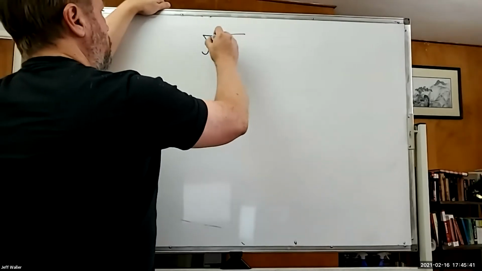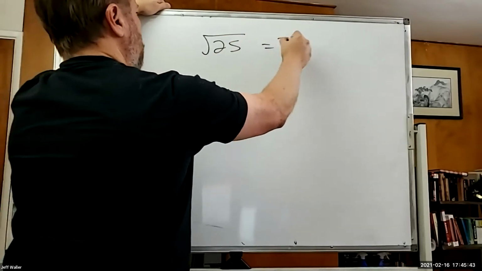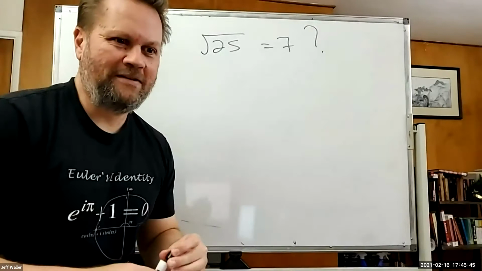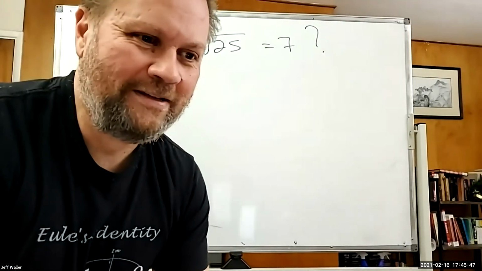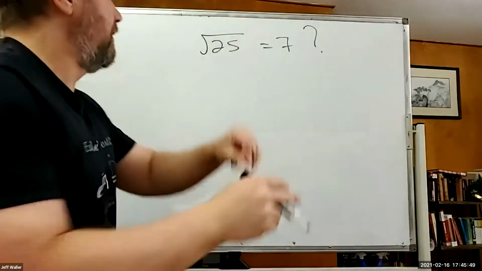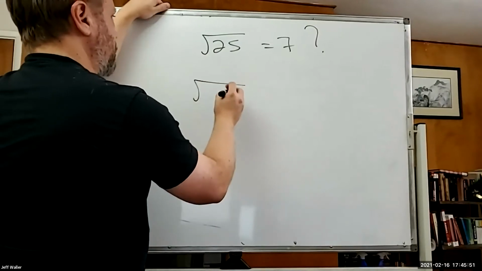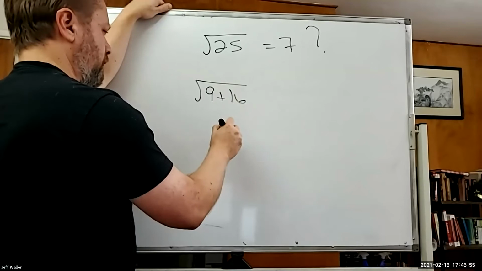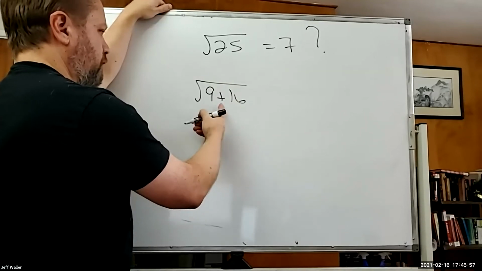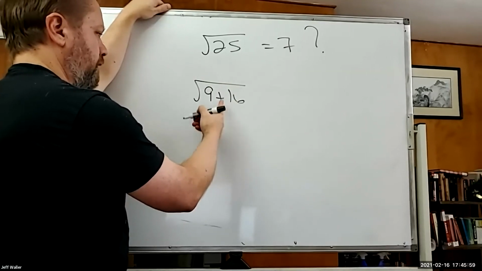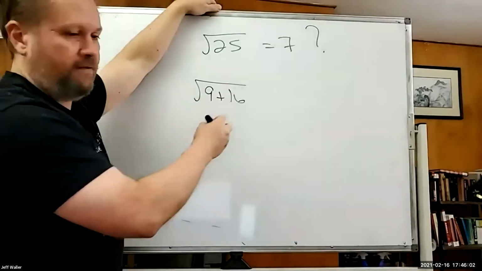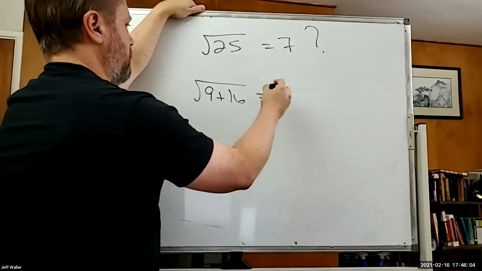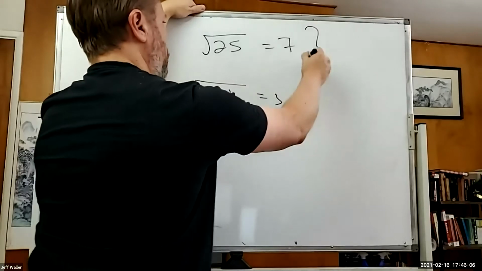Would you say that the square root of 25 equals 7? Is that true? This is not the thing yet. No, that's easy. But I'll have people do this. Isn't 25 9 plus 16? Isn't that 25? Yes. And then they'll say, well, the square root of 9 is 3 and the square root of 16 is 4. So there you go. There's your 7, Jeff.